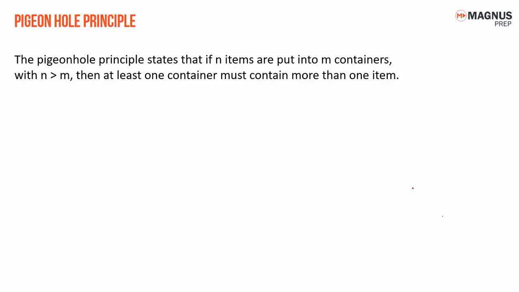The pigeonhole principle states that if n items are put into m containers with n being greater than m, then at least one container must contain more than one item. Now if you haven't understood this already, let's look at this with the help of an example.